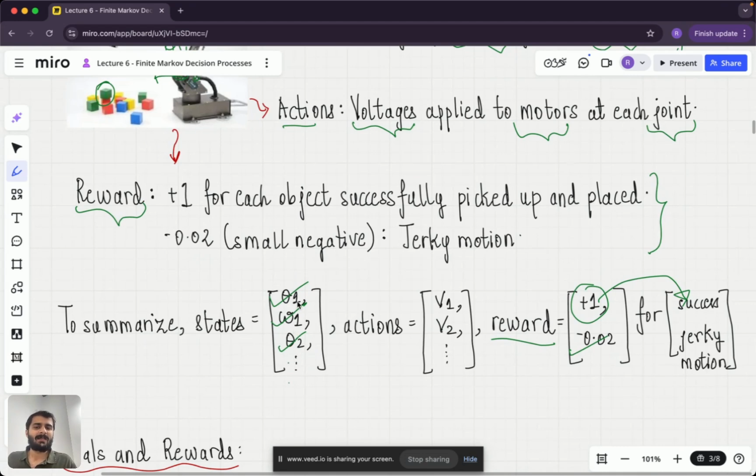The states are theta 1, omega 1, theta 2, omega 2, etc. The actions, which are the voltages, are V1, V2, V3, etc. And the rewards are +1 for success and -0.02 for jerky motion.